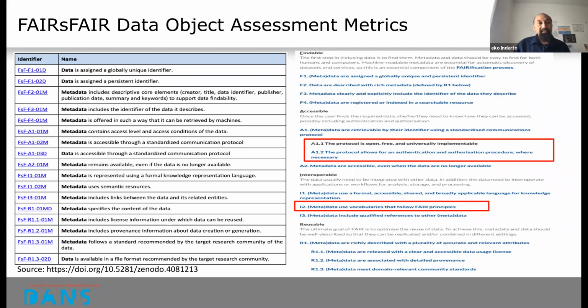As you can see on this slide, on the table on the left side, a list of 17 FAIRsFAIR data assessment metrics. These are 17 defined assessment metrics that address 12 of the total of the 15 FAIR principles at both data and metadata level. On the right side, there are 15 FAIR principles. The FAIR principle not addressed by assessment metric are A1.1 open protocol, A1.2 authentication and authorization, and I2 FAIR vocabularies.